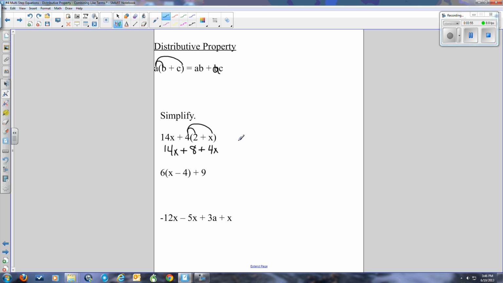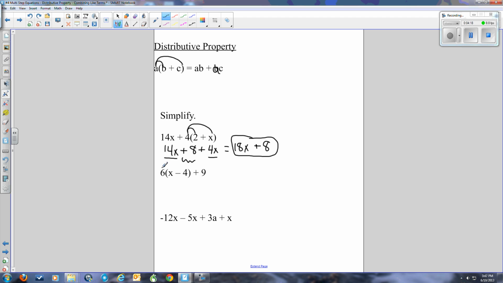And now we go to combine our like terms. We have 14x and 4x, which are like terms. And that gives us 18x. And then we still have this plus 8 that we need to tack on to the end. And 18x and 8 are not like terms, so that means we've simplified it as far as we can go.